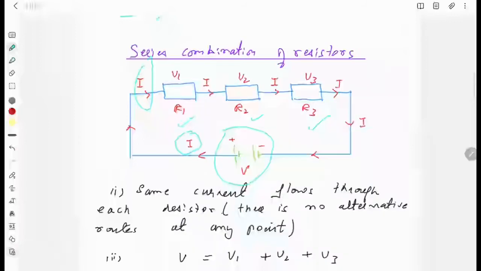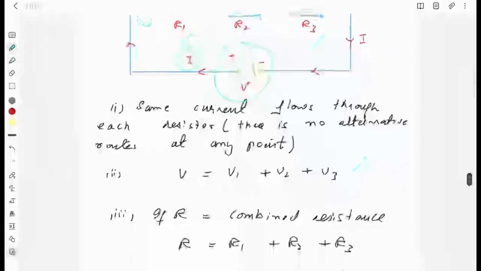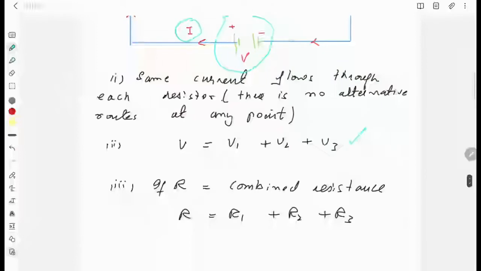So the voltage will divide, and V1 is the voltage of R1, V2 is the voltage of R2, V3 is the voltage of R3. And you have to learn that V, which is the voltage of the battery, will be equal to the sum of individual voltages. And also note that the same current I is flowing through each resistor. If R is the combined resistance of the three resistors, then combined resistance is equal to the sum of individual resistances.